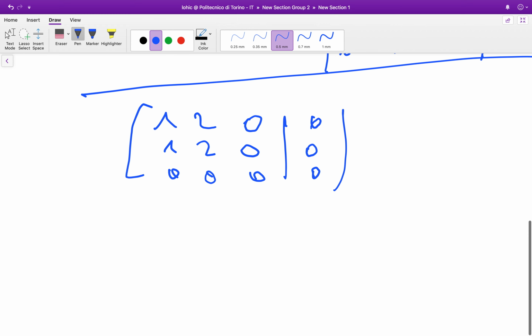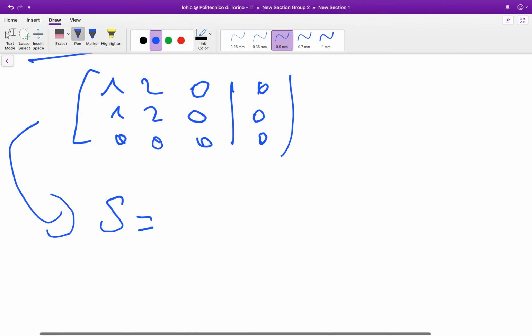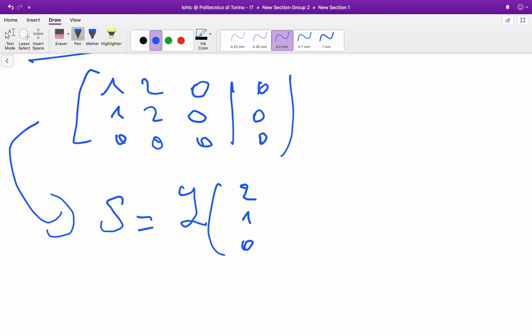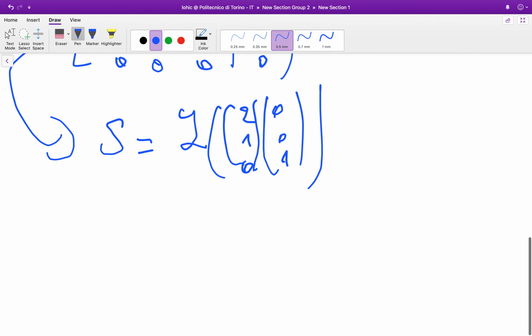So to find the kernel, you need to solve this system. But we already solved this system. You remember we solved it for the eigenvalues, and we saw that the solution was the span of 2, 1, 0 and 0, 0. In fact, this is the kernel.